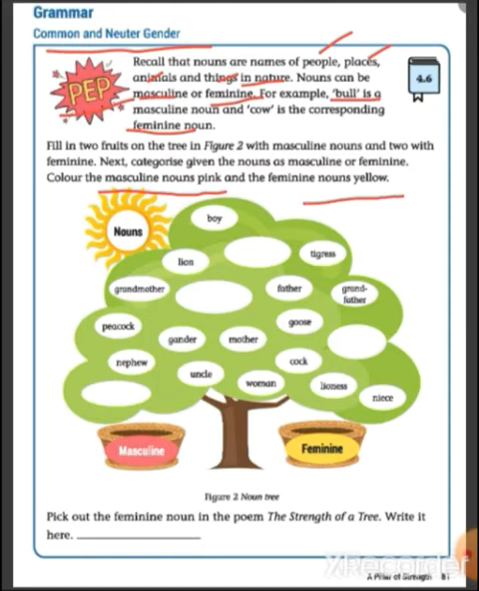So, here you have to do your activity. You have to color the masculine nouns in pink color and feminine nouns in yellow color. Pick out the feminine noun in the poem, The Strength of a Tree, write it here. So, what feminine noun do you find in the poem? You should write it here.